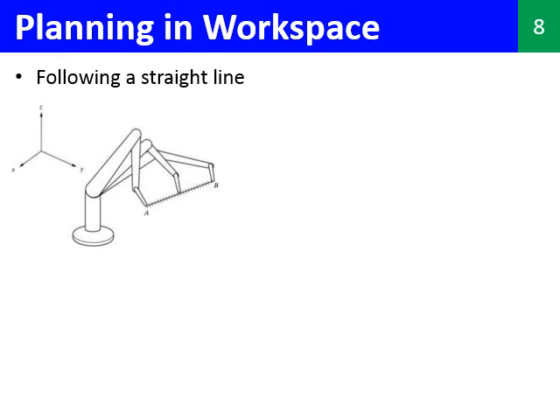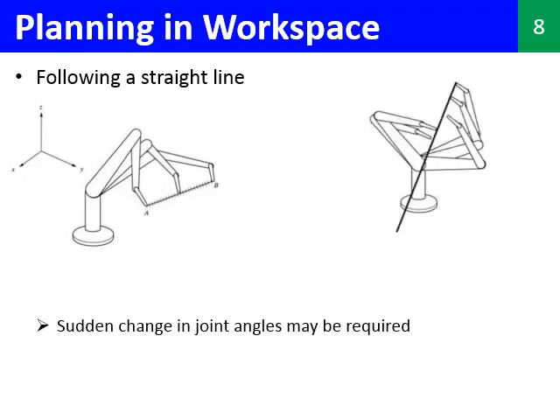Let's say we want to achieve straight line motion of the end effector, as we can see here in the left figure. So definitely we have to plan the trajectory in the workspace, right? Nevertheless, due to the geometry of the manipulator, we may require sudden change in joint angles when we traverse through the given line, right?